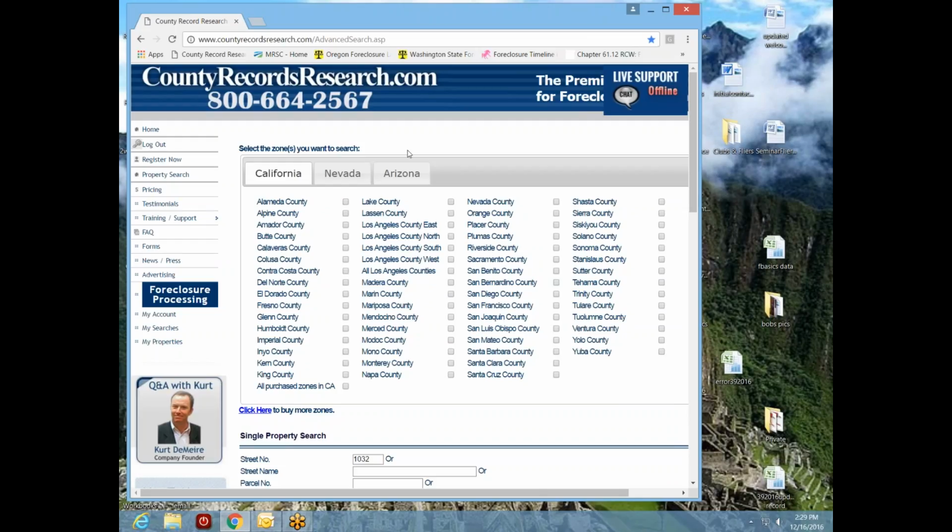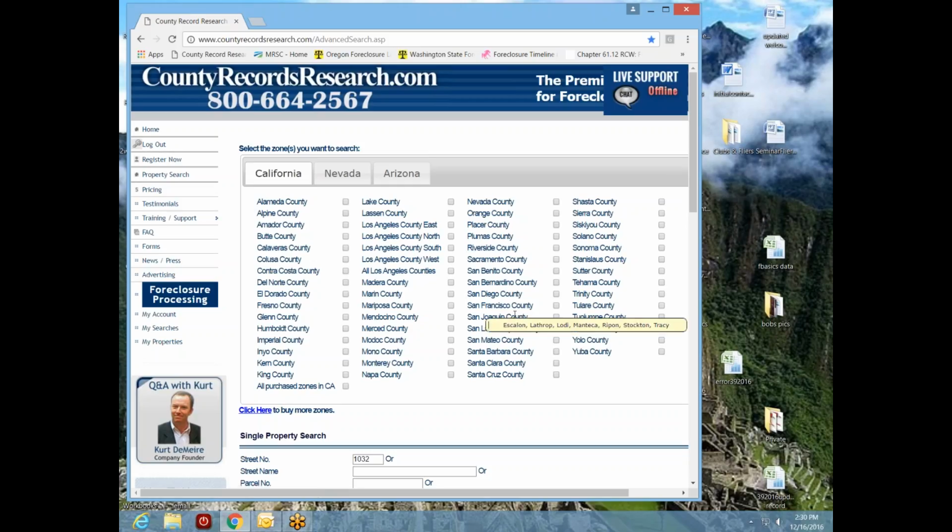If you joined us for our Wednesday presentation, then you know I've already logged into my account, and then I've selected the property search option. Here on the left-hand side is your control panel for the site. So I logged in after clicking on the login option with my username and password, and then I've selected property search, and now I'm at my property search screen.